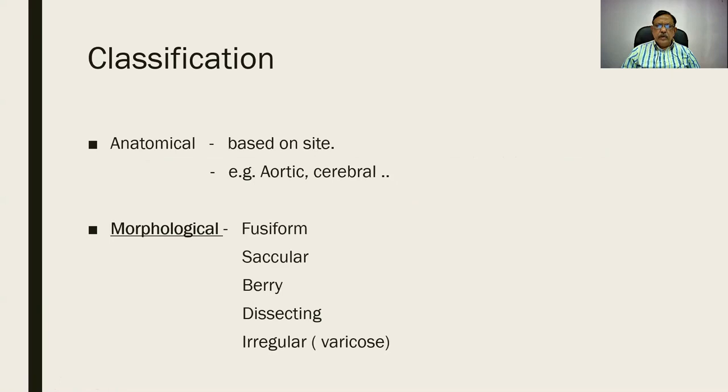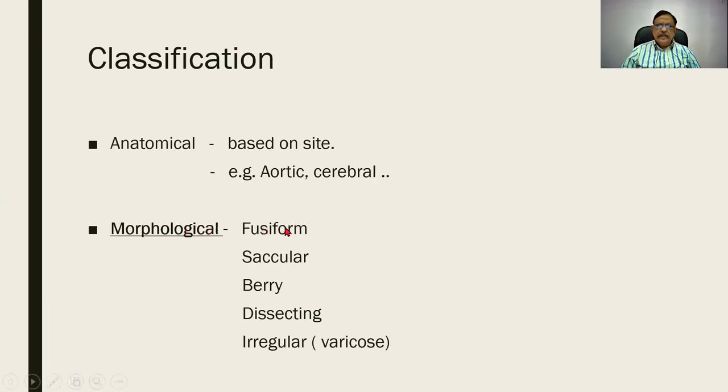Classification is an aid to orderly thinking. And when I say classification, it can be an anatomical classification, a morphological classification, or an etiological classification. Anatomically, it can be based on the artery that is affected. It can be aortic or cerebral.